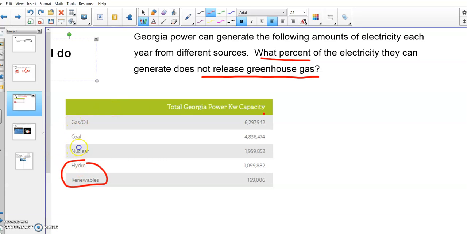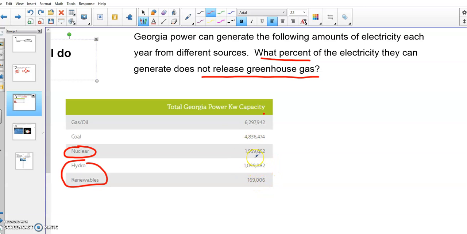Also, nuclear, while it's not renewable, it is clean. It does not release greenhouse gas either. So it looks like out of all the electricity they can make, this much of it would be clean or would not release greenhouse gas. We can figure that out.